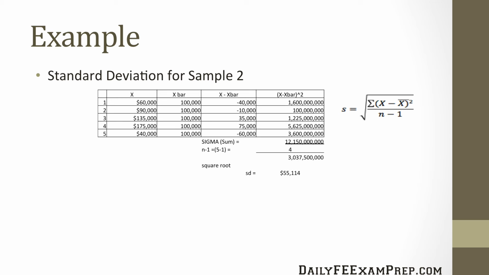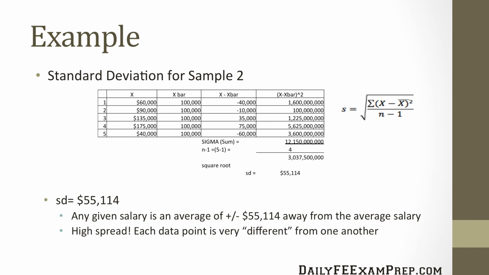I do that for all 5 employees, and I sum up that total at the bottom, and I get $12.15 billion. Divide that by n minus 1, which is 4, and I get $3,037,500,000. When I take the square root of that, I come up with $55,114 as my standard deviation. Okay, so that's a substantially larger number than the standard deviation we found in sample 1.